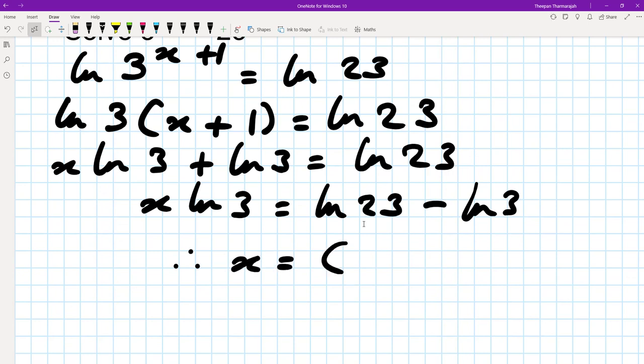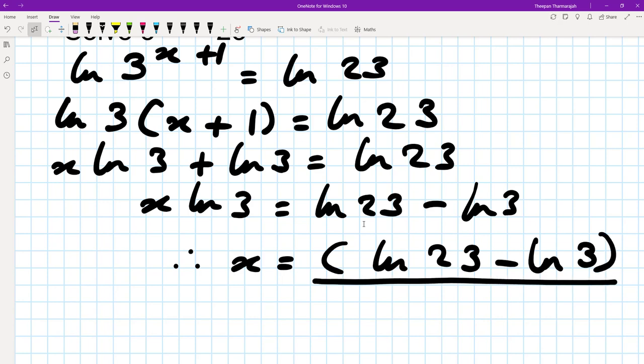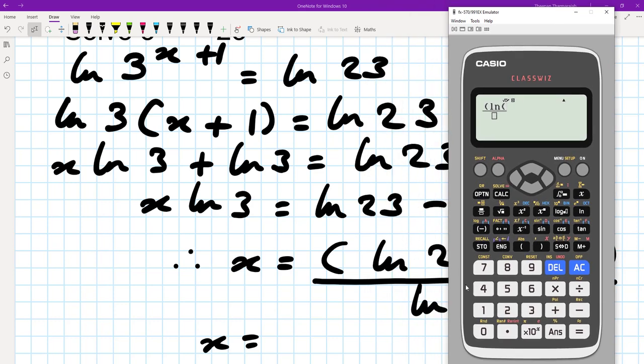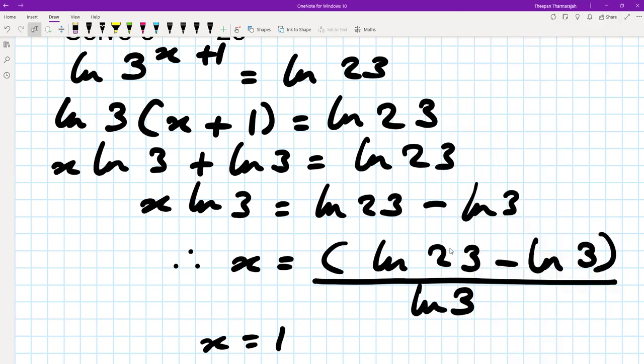Therefore, x is ln 23 minus ln 3, all divided by ln 3, and we can work out our result on our calculator. So we just get ln of 23 minus ln of 3 divided by ln 3, 1.85. So that is 1.85 correct to 3 significant figures.